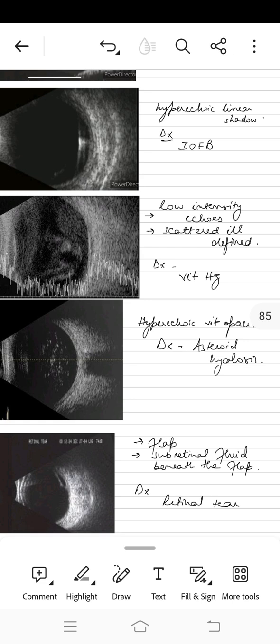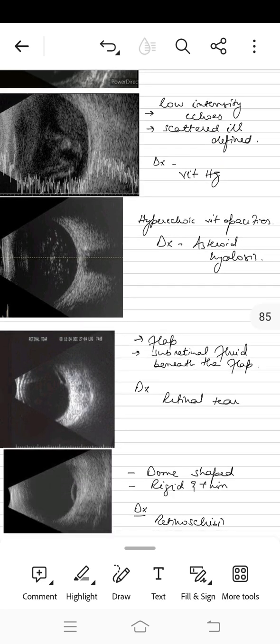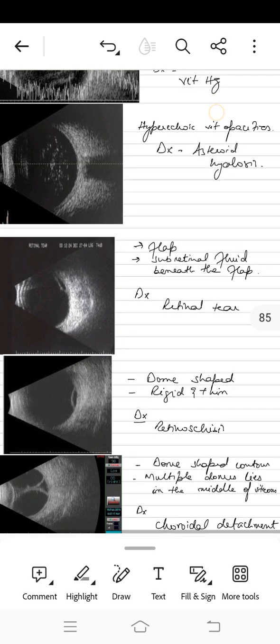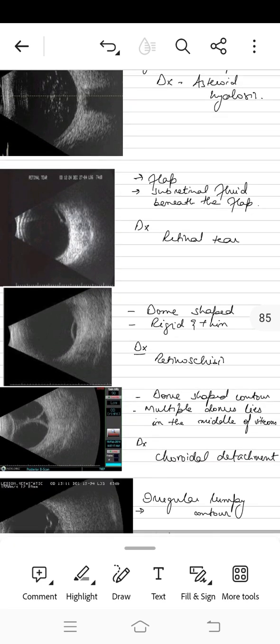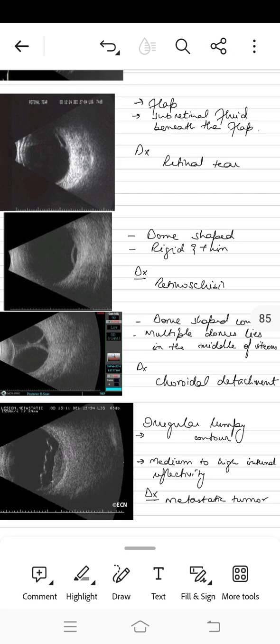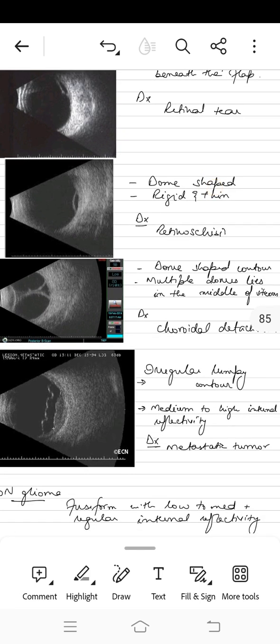Low intensity, scattered, ill-defined echoes: vitreous hemorrhage. Hyperechoic vitreous opacities: asteroid hyalosis. Flap with subretinal fluid beneath the flap: retinal tear. Dome-shaped, rigid and thin: retinoschisis.